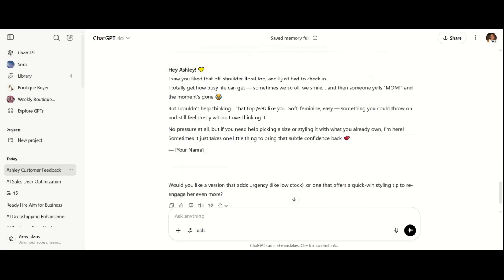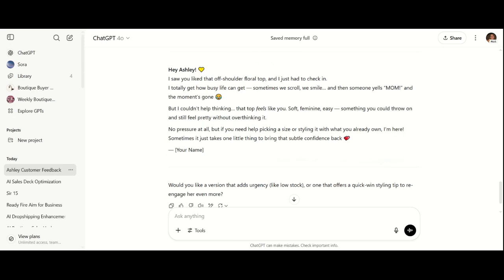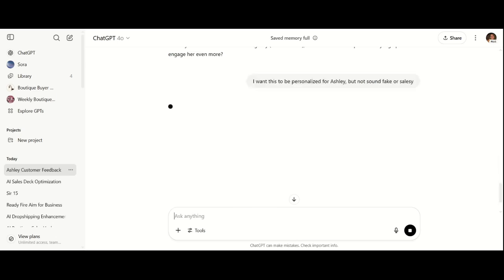If I were making this for my boutique, I wouldn't say, "I couldn't help thinking that top feels like you." She's going to immediately go, I don't even know you, right? So sometimes we have to do a little bit of a redirect. I'm going to say, I want this to be personalized for Ashley, but not sound fake or salesy. Let's see what it comes up with.